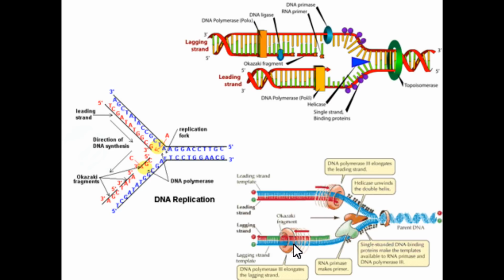Here, this one, and then that one, and this one, and that one. But this is going this way, and this is going that way. That's the direction for the, or that's the reason for the 3 and 5 prime ends. But again, we're not going to get all caught up in that.